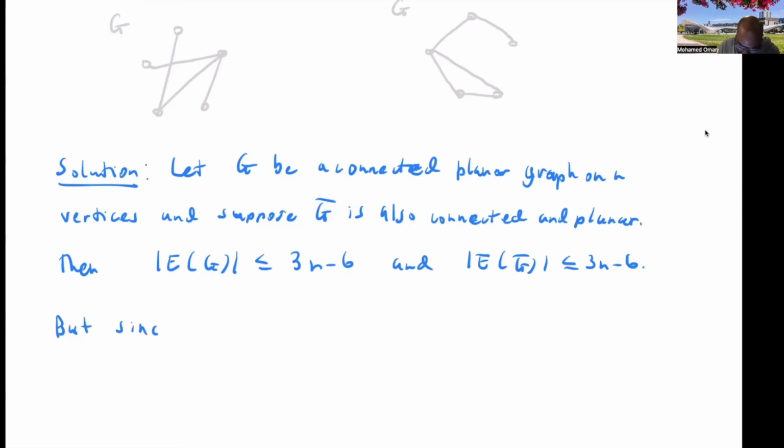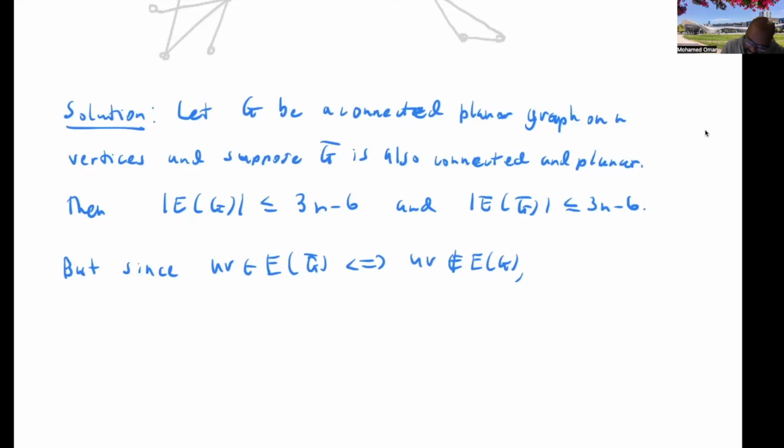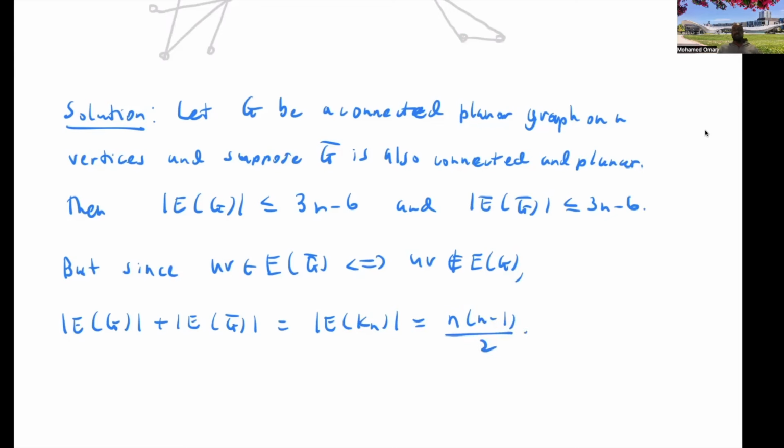So I say, since UV is an edge of the complement if and only if, or precisely when, UV is not an edge of G, the number of edges in G plus the number of edges in its complement is going to be actually equal to the number of edges in a complete graph on n vertices. And we proved in multiple ways that this quantity is n times n minus 1 over 2. So you can take a look at your notes from when we talked about the handshake lemma to actually see that this is the case.